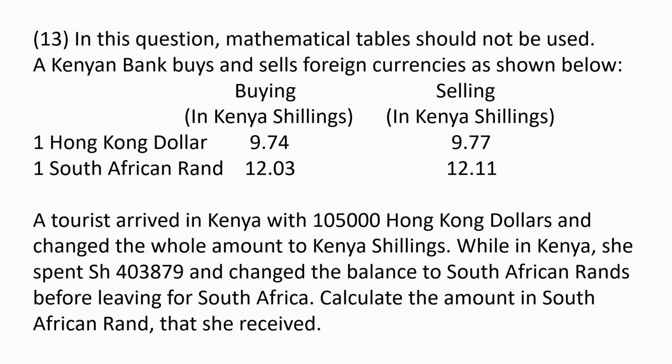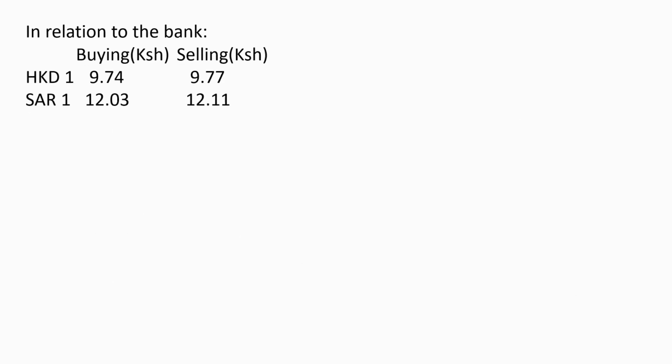So what we need to find is the amount that was left in South African rands. So the first step, in relation to the bank, we have the rate. They buy the Hong Kong dollars at 9.74 and sell at 9.77, and they buy the South African rand at 12.03 and sell at 12.11. So the tourist had 105,000 Hong Kong dollars, which she changed to Kenyan shillings. So in relation to the bank would be buying the Hong Kong dollars from her. And therefore the exchange rate will be 9.74. So 1 Hong Kong dollar is 9.74.